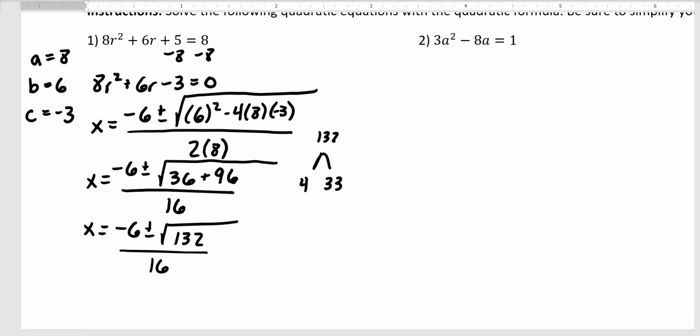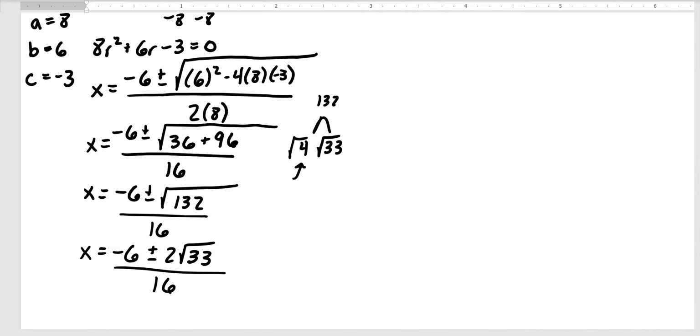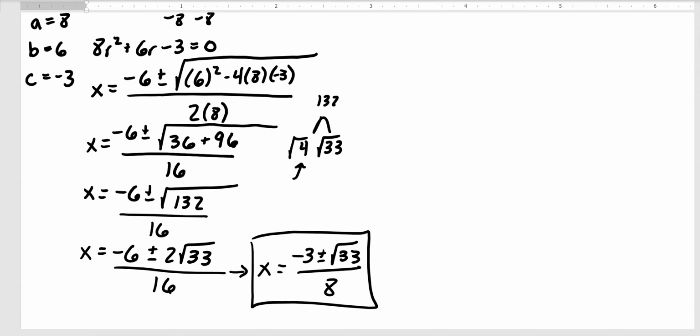So it'll be 33. The only thing we can really do here to simplify this would be x equals negative 6 plus or minus 2 root 33 over 16. Remember, of course, we're taking the square roots of these numbers up here. That's where we got that 2 from. And I can take a 2 out of all of these things. So that tells me that x will equal negative 3 plus or minus the square root of 33 over 8. And that would be my solutions to this quadratic equation.